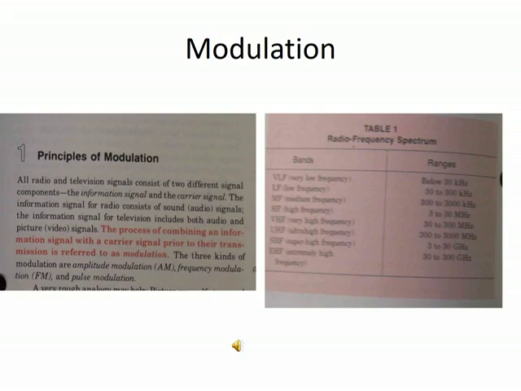This is the modulation. The three kinds of modulation are AM, amplitude modulation, FM, frequency modulation, and pulse modulation. So in this case, we will see there is a frequency spectrum. Depending on the frequency band, there will be the frequency range provided in Table 1.